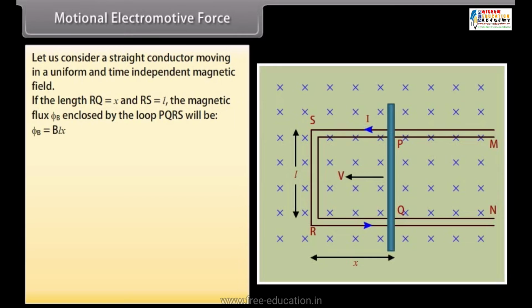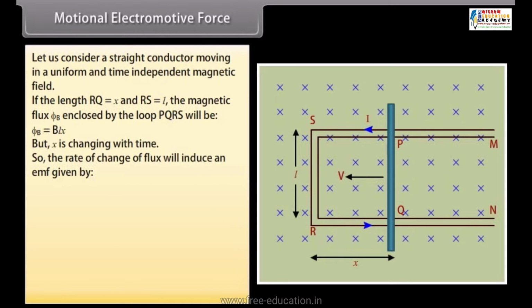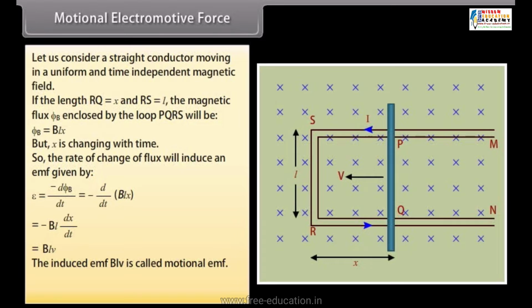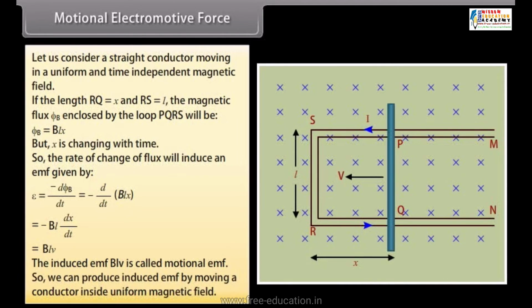If the length RQ is x and RS is L, the magnetic flux Φ_B enclosed by the loop PQRS is equal to BLx, but x is changing with time. So the rate of change of flux will induce an EMF given by minus the derivative of BLx with respect to time, which is equal to BLv. The induced EMF BLv is called motional EMF. So we can produce induced EMF by moving a conductor inside a uniform magnetic field.